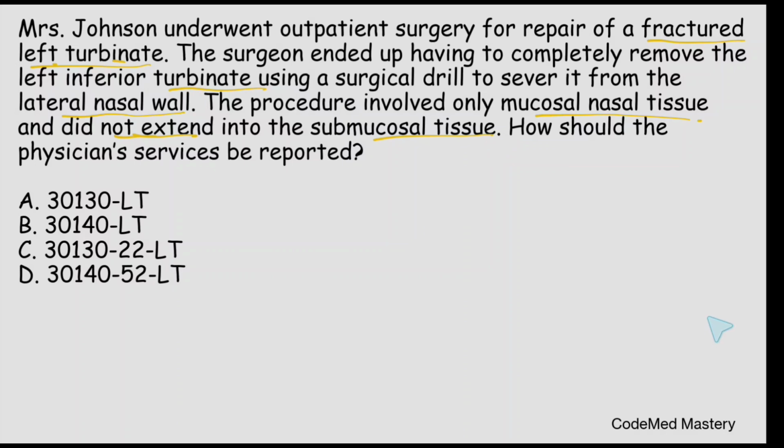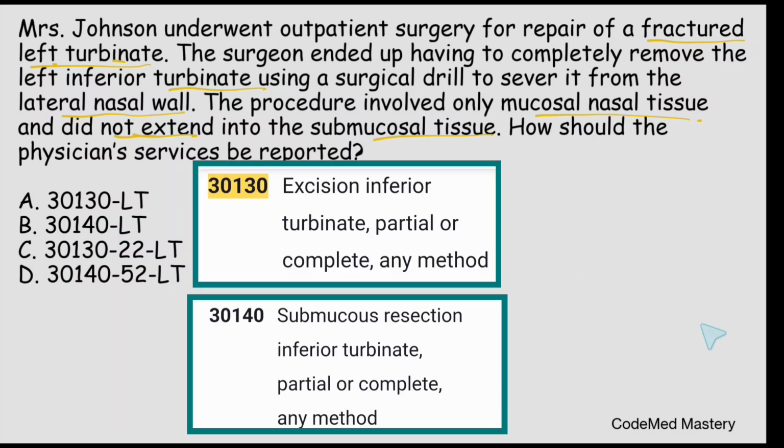Let us check the options. In option A, B, C and D, they have given 2 codes, that is 30130 and 30140. So let us check these 2 codes. The code 30130 is for excision inferior turbinate, partial or complete, any method. And the code 30140 is for submucous resection inferior turbinate, partial or complete, any method.